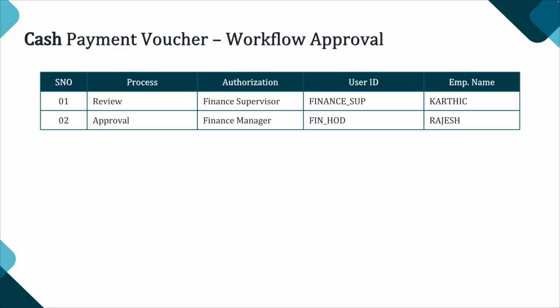The slide shows the cash payment voucher workflow approval process, which consists of two levels, review and approval. First, after entries are given by the creator, the document will be forwarded to the supervisor. Once the supervisor has reviewed the document, it will be forwarded to the manager, who has the authority to approve it. The manager will then review and approve the document. This is how the workflow functions.